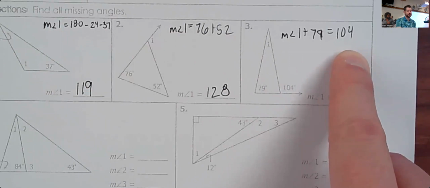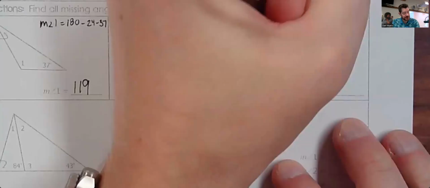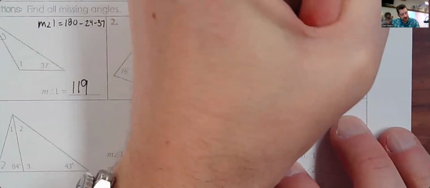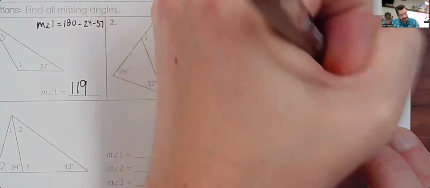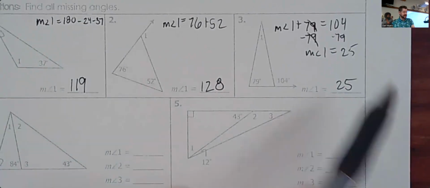25. Good. So if you want to, you can do a little bit of an algebra problem here and subtract 79 from both sides. Minus 79, minus 79. Measure of angle 1 equals 25. So the answer to this one is 25, so 25 degrees for the measure of angle 1. So those are just kind of the basics there.